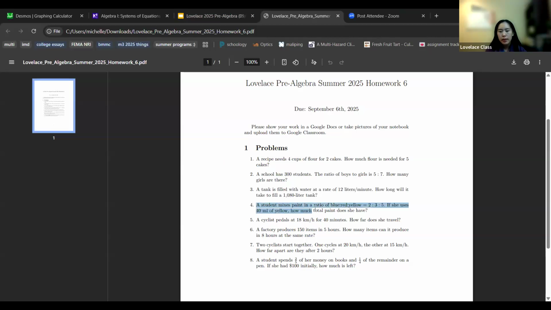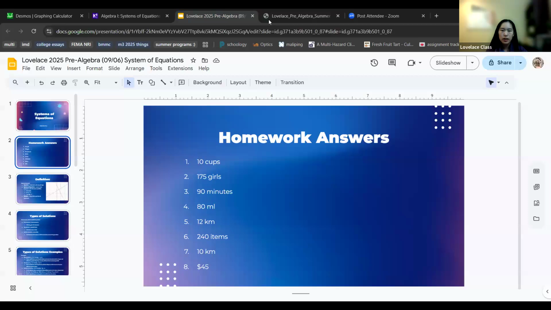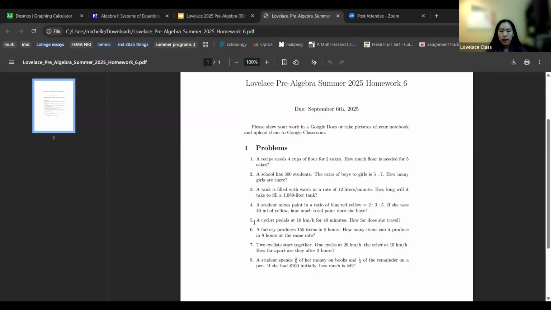For 4, a student mixes paint in a ratio of blue to red to yellow, which equals 2 to 3 to 5. If she uses 40 milliliters of yellow, how much total does she have? We know the ratio of yellow to total would be 5 to 5 plus 3 plus 2, which equals 5 to 10, so 1/2. So yellow is 1/2 of the total, which gets you the answer of 80 milliliters.